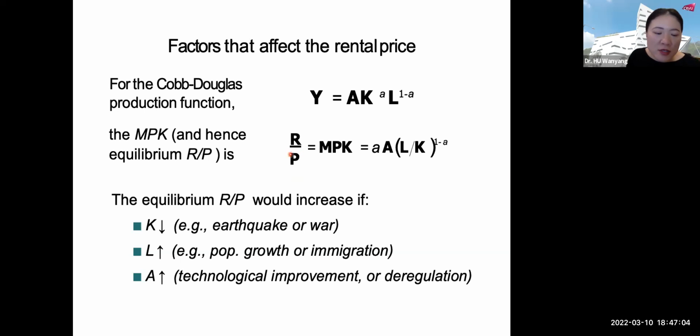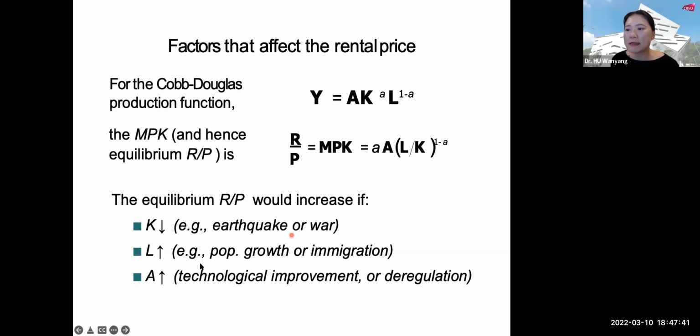By the way, this is the equilibrium condition. In equilibrium, we have this equation, which tells us what the real rental price will equal in equilibrium. The usefulness of this formula is that we can determine how the equilibrium real rental price will change because of changes in several parameters in the production function.